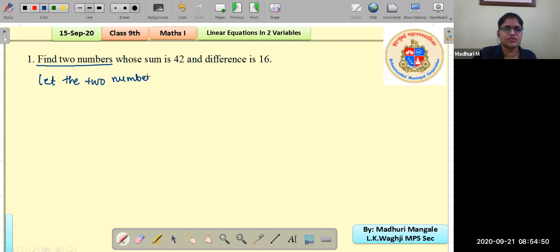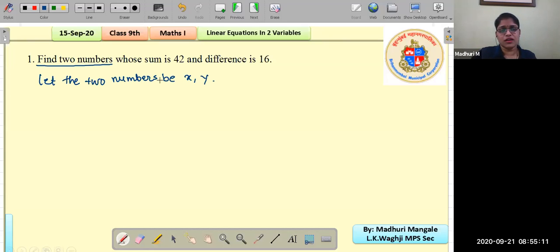So let me just write it out for you. Let the two numbers be x and y. Now, the second step is to frame equations. First step, you define the variables. Second step, then convert the word problem to equations.